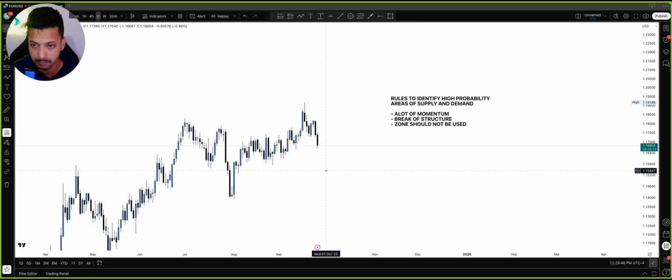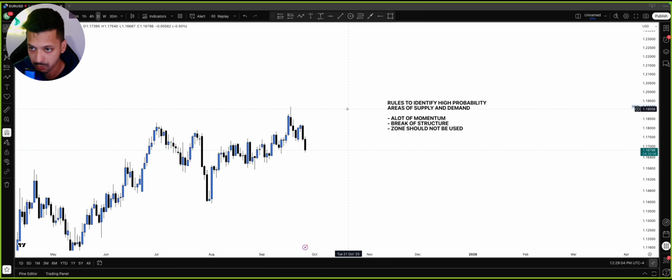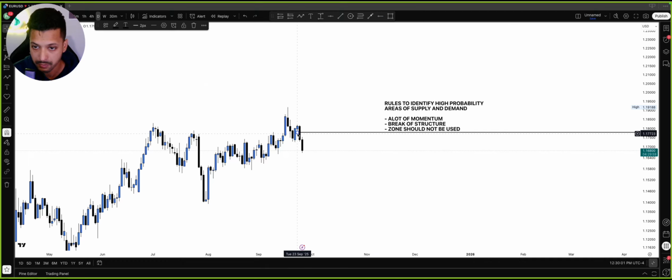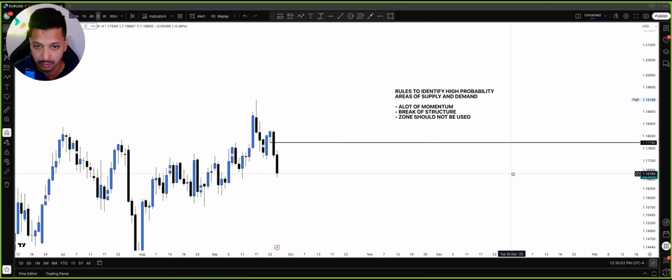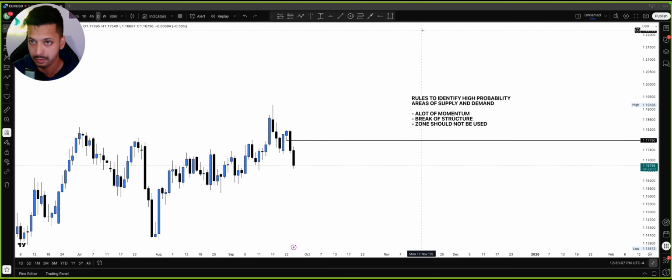Now, right off the bat, this is the daily chart right here, and this is actually current time on EUR/USD. Right off the bat, I will give you guys an example of what a supply zone is, and let's go through our rules. So right here, I can identify this area of supply. Why do I call this an area of supply? Well, let's go through the rules.